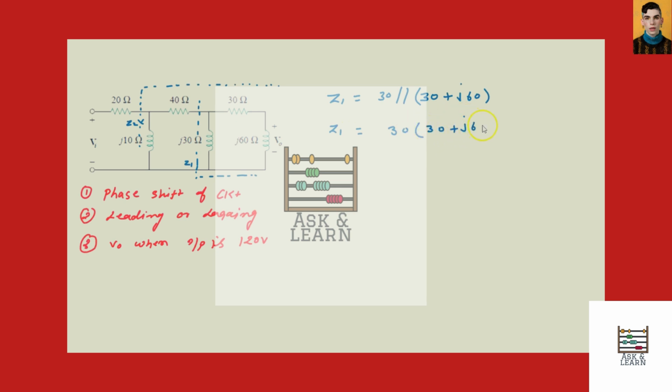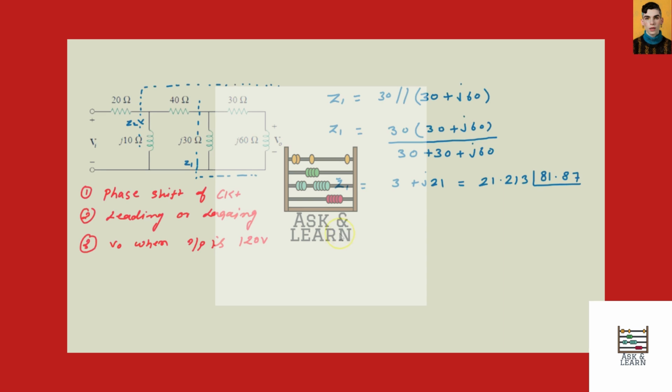So then Z1 equals 30 plus j60 upon 30 plus j60. Fine. So by calculating this value, the resultant value of Z1 is 3 plus j21, and when we convert this value into polar form, then the value will be 21.213 angle of 81.87. This is the impedance Z1 from this inductor to this inductor.